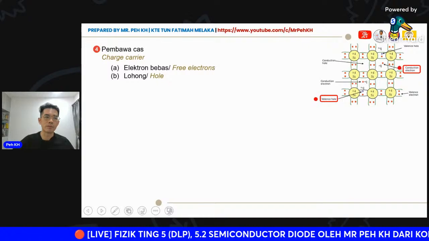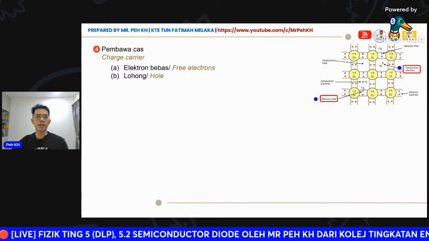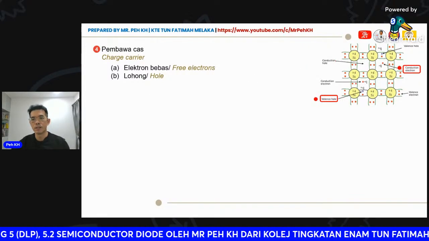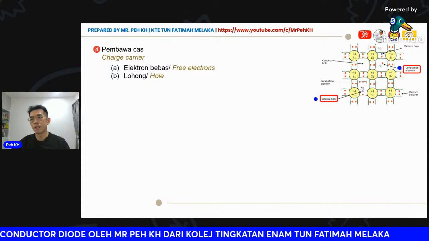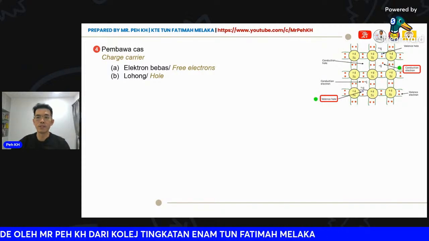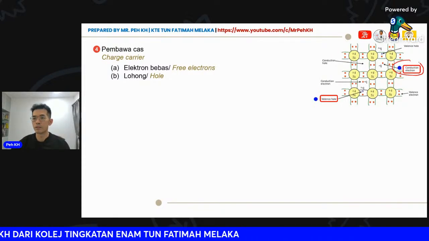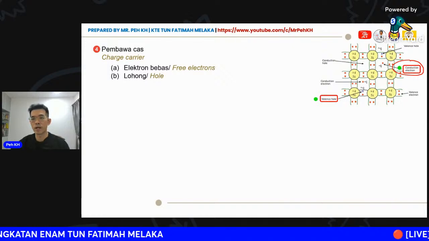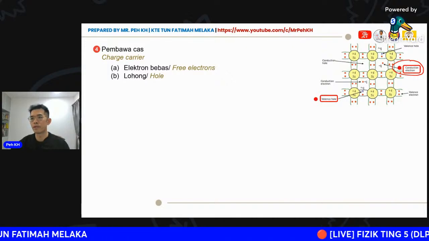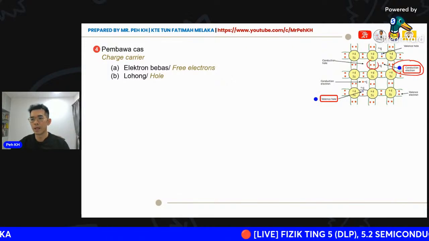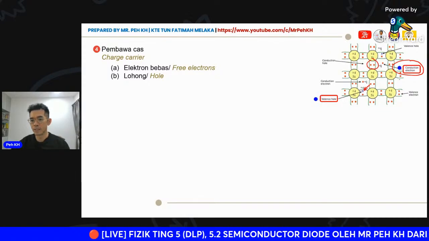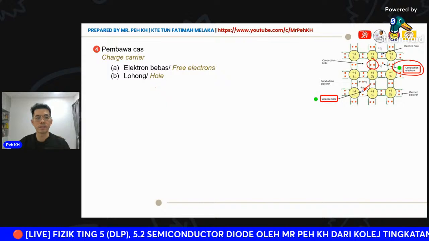Okay, so here, as mentioned, the charge carriers present in a semiconductor at higher temperature will be free electrons, where the free electron comes from breaking free of the covalent bond. And the empty space left by the electron is known as a hole.